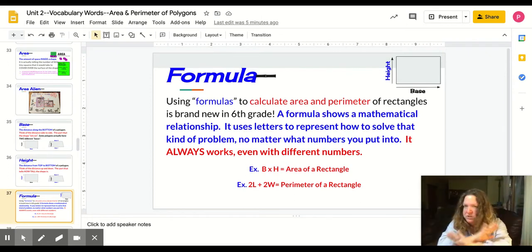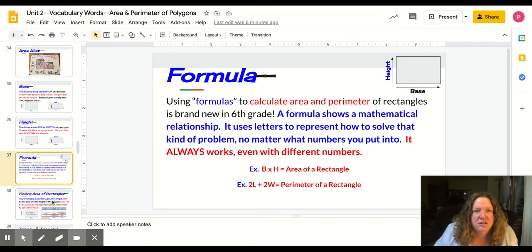These formulas always work no matter what different numbers you put in, including if they're decimals, fractions, negative numbers. They always work. So the formula for the area of a rectangle is base times height. You also probably remember that from lower grades as length times width. The formula for the perimeter of a rectangle is 2 groups of the length plus 2 groups of the width. So the formulas, no matter what numbers you put in, always help you find the area of a rectangle and the perimeter of a rectangle.